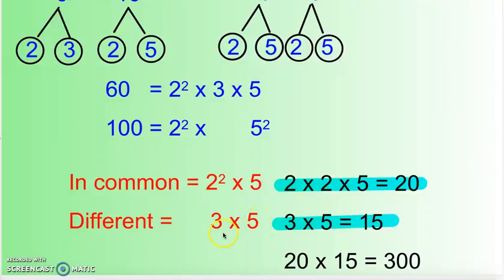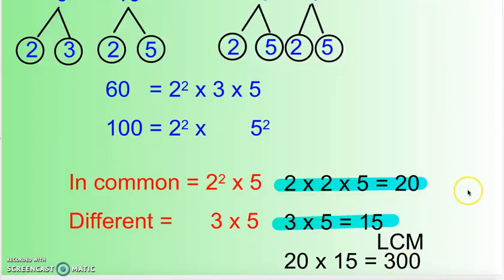And I'm going to multiply those together too to see what I get. So 3 times 5 is 15. Now what I'm going to do is take this product and multiply it by this product. So I'm going to do 20 times 15 and the answer is 300. This number right here is the least common multiple and I'm going to call it an LCM. It is the least common multiple of these two numbers of 60 and 100.